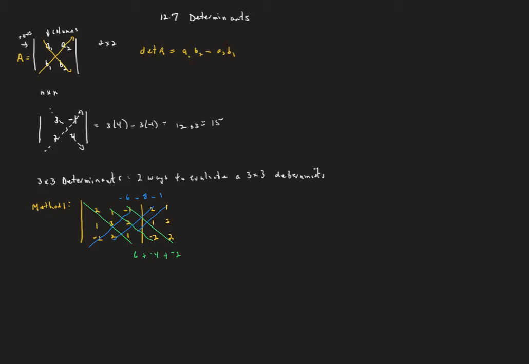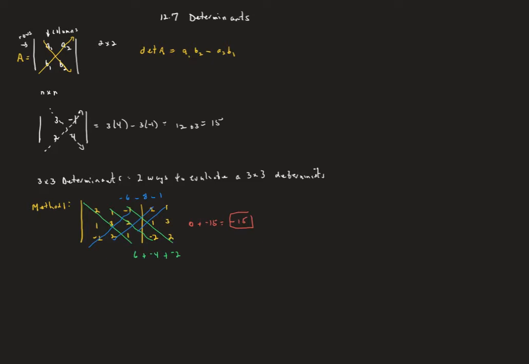So our final result is that we're going to get 6 plus -4 is 2, minus 2 is 0 from that part. And then we're going to add to that the -15. And so our determinant is going to be the number -15.